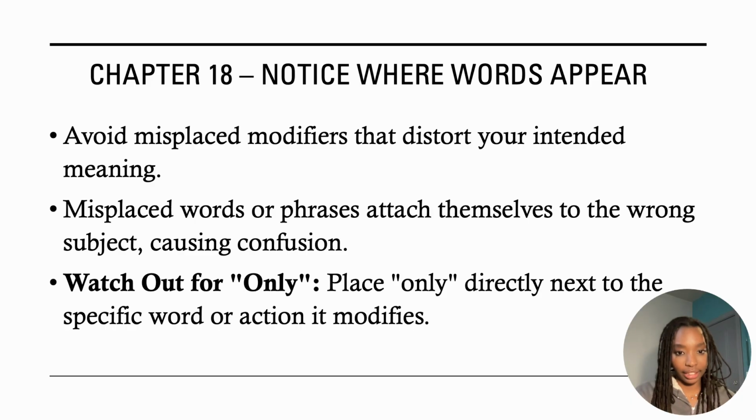We'll move to Chapter 18. Chapter 18 moves to word positioning, focusing on misplaced modifiers. A misplaced modifier happens when a word or phrase is placed in the wrong spot, so modifying an unintended noun or verb. The author points out and pays special attention to the word "only," depending on where you drop "only" into a sentence and how that changes the entire meaning.